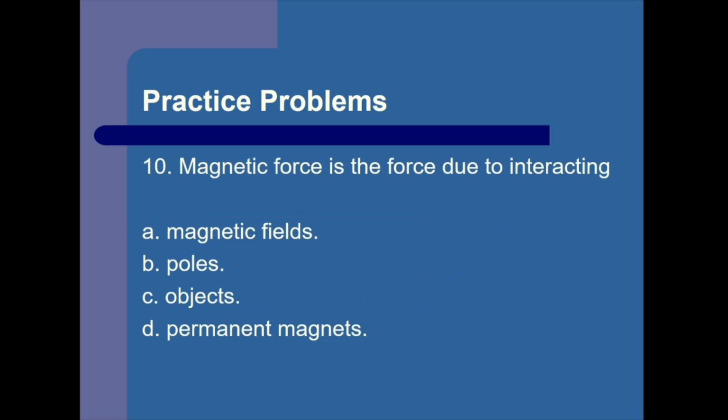Finally, practice problem number 10. A magnetic force is the force due to interacting what? Magnetic fields, poles, objects, or permanent magnets? We know the answer to this, of course, is magnetic fields. All right, so that concludes Unit 6, Notes 1 on magnets.